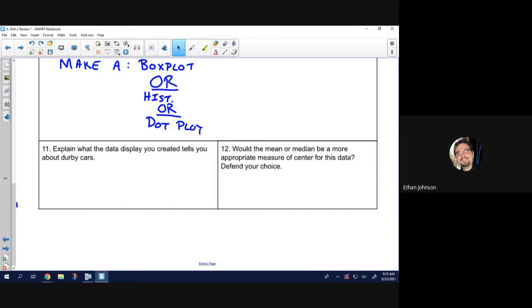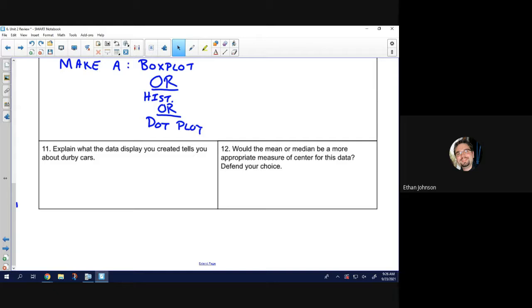Finally, 12. Would the mean or median be a more appropriate measure of the center of this data? This, again, is dependent on your display. Typically, if you use a histogram, a mean might be more accurate for the center. If you use a box plot, the median is already in the center, so we would use a median. Besides, a mean is not shown at all in a box plot. As for a dot plot, either would really work.